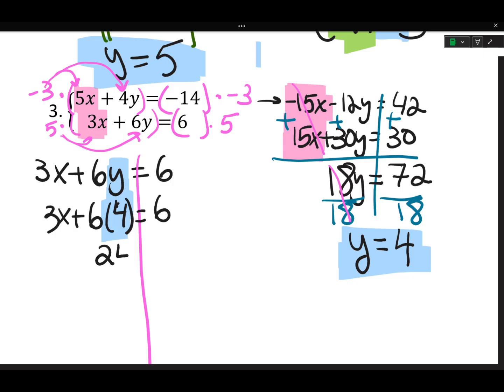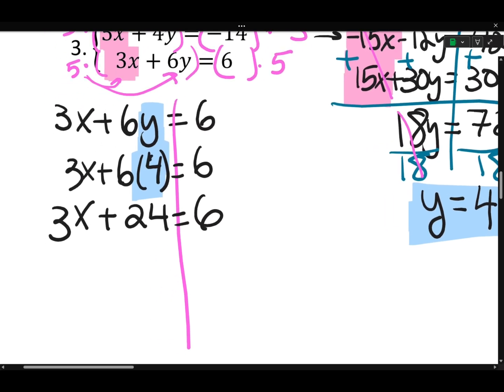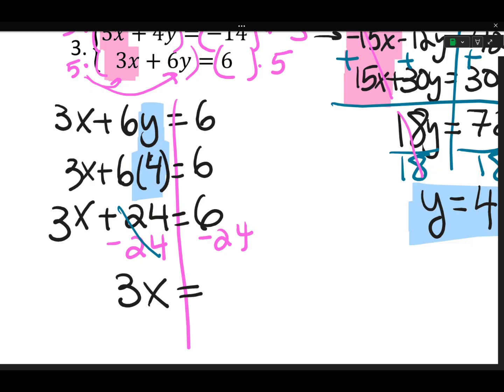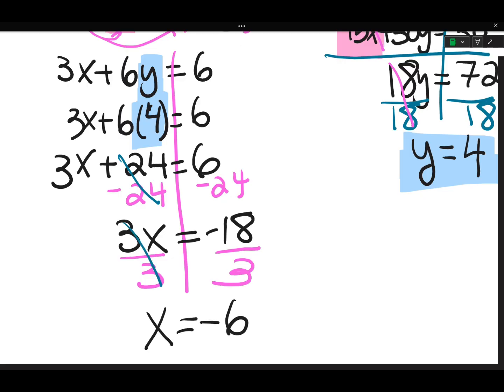6 times 4 is 24. So I'm going to write that instead of 6 times 4. And I'm just bringing everything else down because it stays the same. Next, let's undo the plus 24 by subtracting 24 from both sides. 24 minus 24 is 0, so they cancel. We're left with 3x on the left. On the right side, 6 minus 24 is negative 18. And we're going to finish by dividing both sides by 3, because 3 divided by 3 is 1, and that's exactly what we want. X equals negative 6.